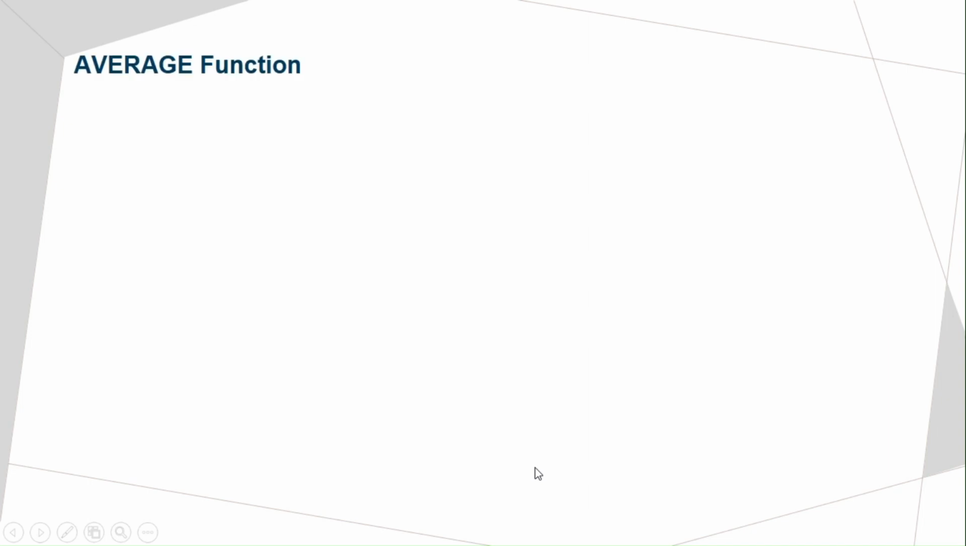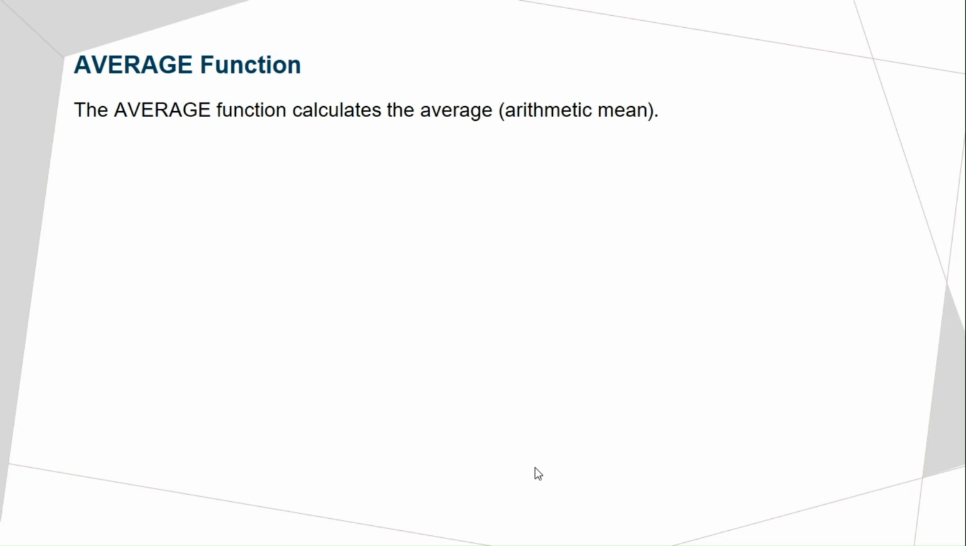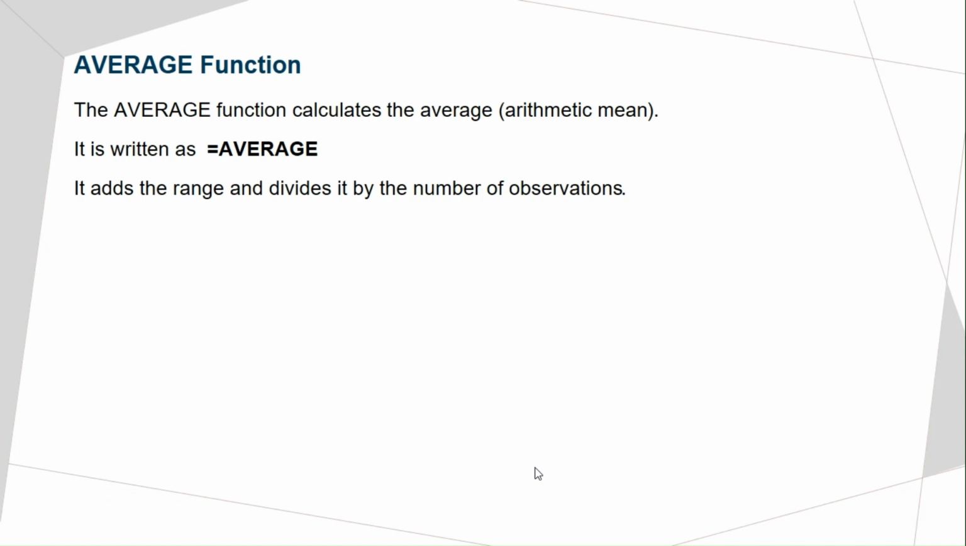The next function we'll be looking at is the average function. The average function calculates the average, which is also known as arithmetic mean. It is written as equal to average. It adds the range and divides it by the number of observations. You might be familiar with average. However, if you are not, we're going to look deeply into average.